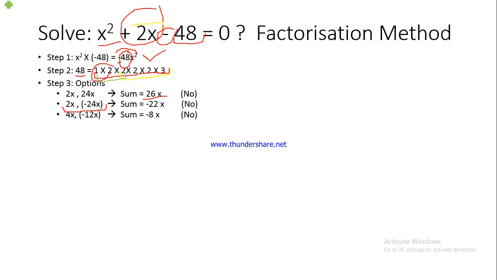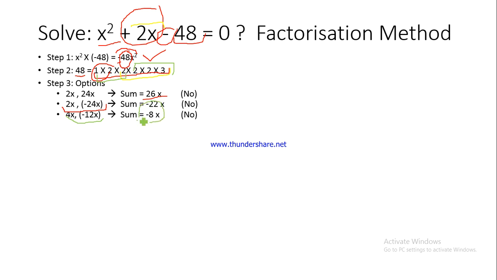So rather than testing the positive terms, I have started using the negative terms now. So 1 into 2 into 2 is basically 4x, and the remaining one I have done what? 2 into 2 into 3 becomes 12, and I have put a minus sign, so that when they are added up, 4x and minus 12x, the sum is equal to minus 8x.